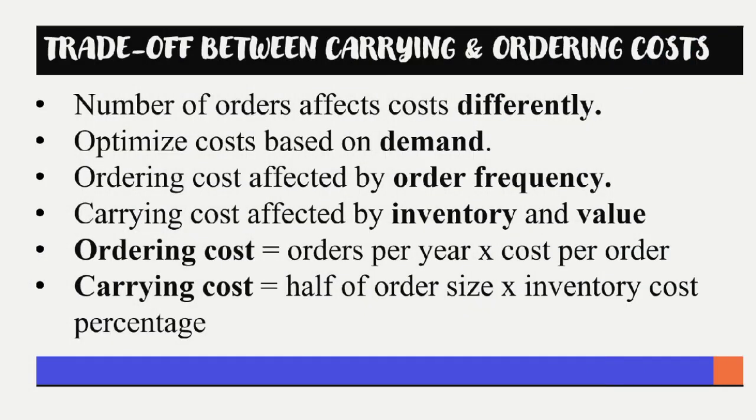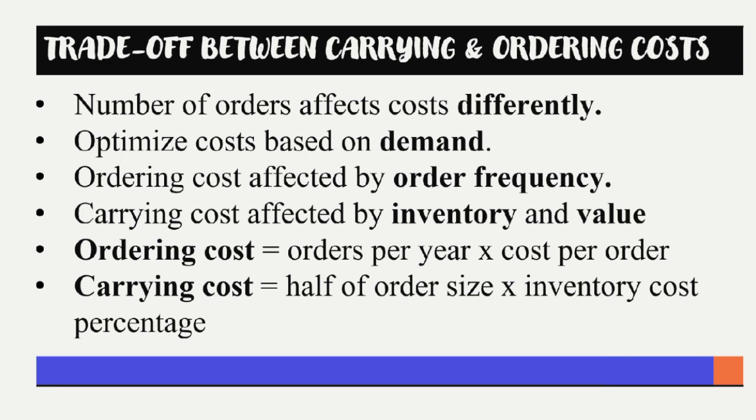Trade-off between carrying and ordering cost. The trade-off that exists between carrying and ordering cost is that they respond in opposite ways to the number of orders or size of orders. That is, an increase in the number of orders leads to higher order cost and lower carrying cost. It is necessary to understand how to calculate ordering cost and carrying cost.